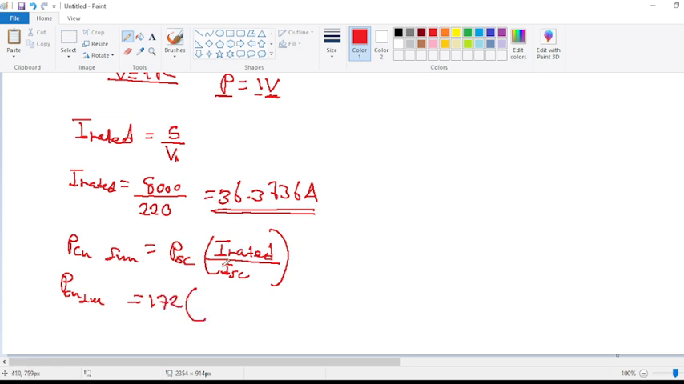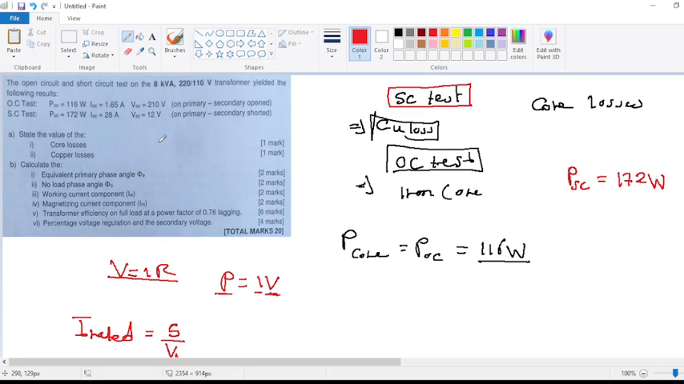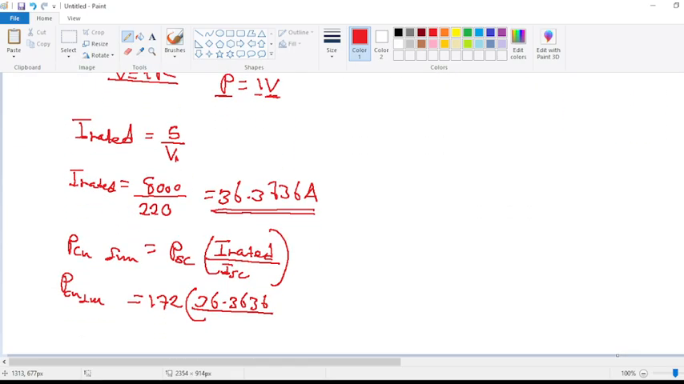you multiply everything by the rated current, which is 36.3636. You divide everything over the rated current you've been given on the short circuit side, which is 28. So you divide by 28. If you do your calculations here, what is 36.36? You divide it by 28.